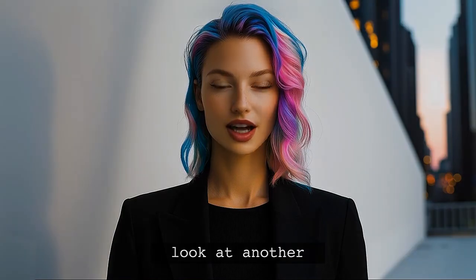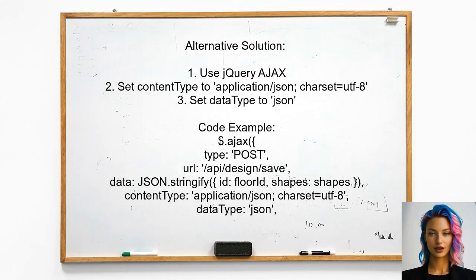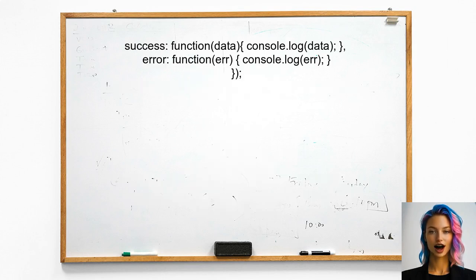Let's take a look at another one. An alternative solution comes from a user who faced a similar issue. They found that by specifying the correct content type and data type in their jQuery AJAX request, they were able to resolve the unsupported media type error.